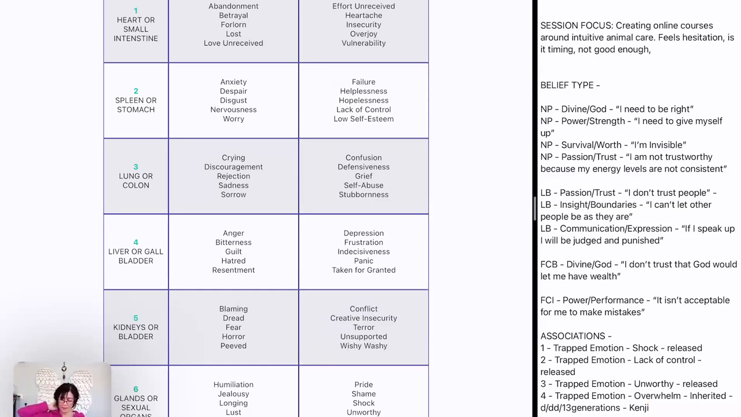2, 3, 4, 5, 7, 8, 9, and 10. All right. Thank you, God. I like to give a little extra love in there, love and light. So we release this trapped, this inherited trapped emotion, overwhelm. Okay. Let's release.